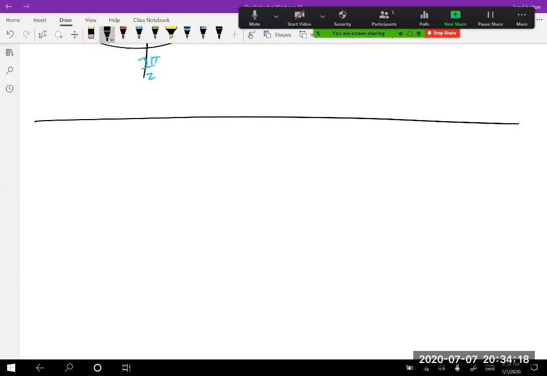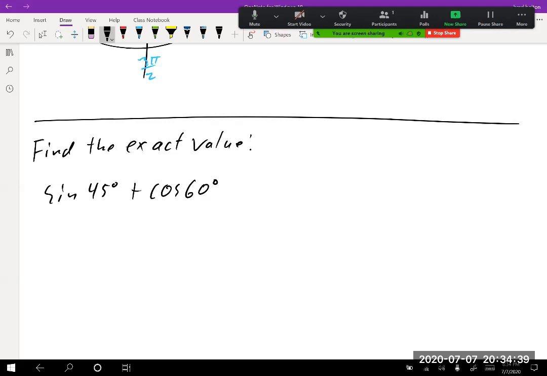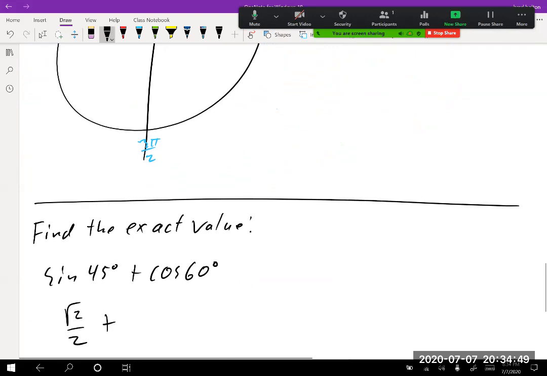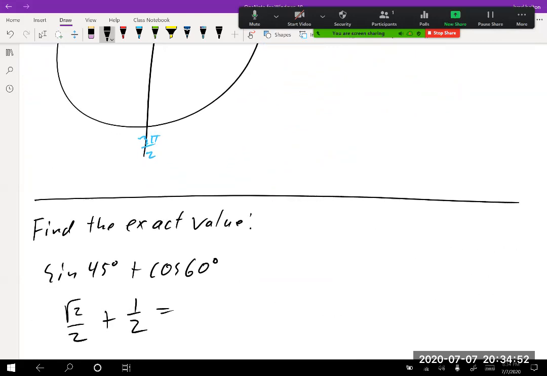So let's use some of the thinking we have now. Find the exact value. Say we have sine of 45 degrees plus the cosine of 60 degrees. This is something you might be asked to do. You know that the sine of 45 is the y coordinate, which is square root 2 over 2, plus cosine of 60 degrees is the x coordinate, which we know is 1/2, right? So this would become square root 2 plus 1 over 2, and that's the best you can do.